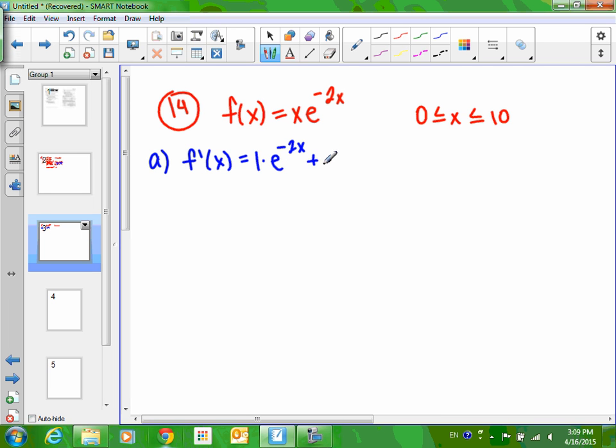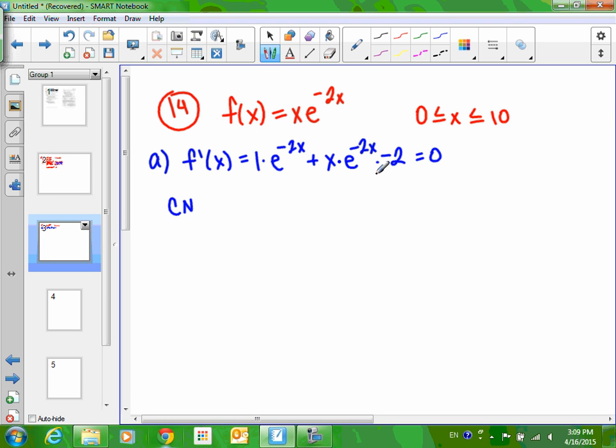Plus just x times the derivative of e to the negative 2x, which is e to the negative 2x times negative 2, right? The derivative of the power. And we're going to set this thing equal to 0. These are going to be my critical numbers. This is where the graph may change from increasing to decreasing, or vice versa, okay?